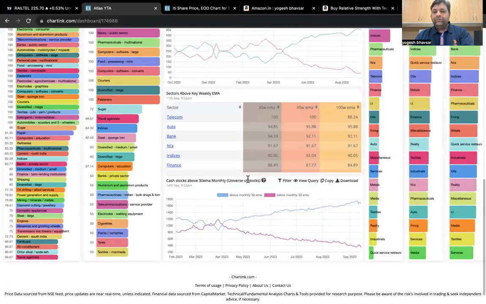So this will make you know what kind of stock or sector is in demand as of now, and how many are above those important EMAs.